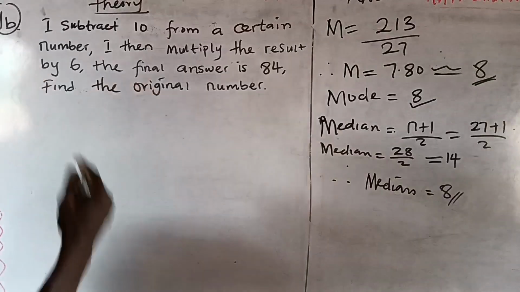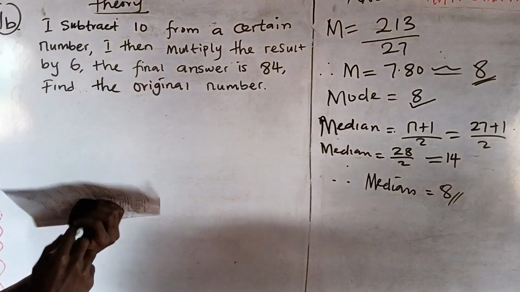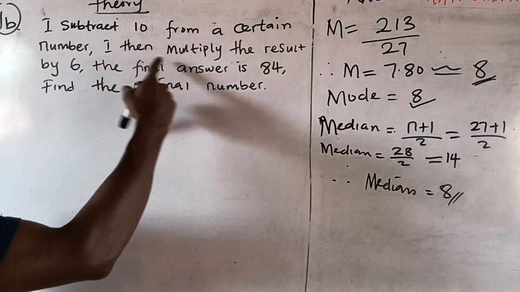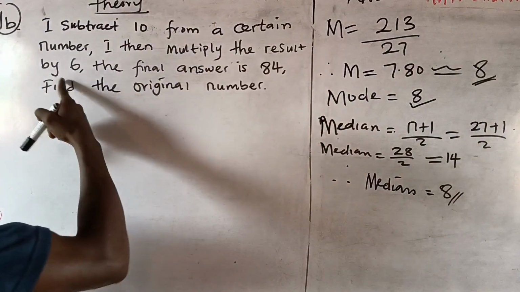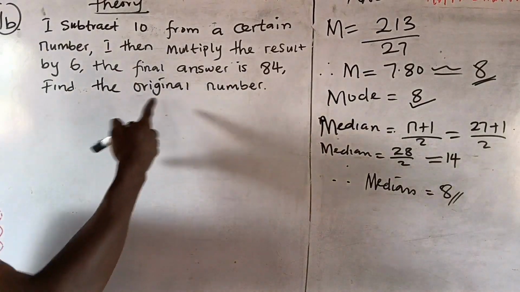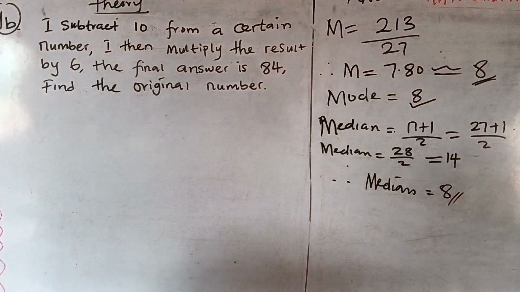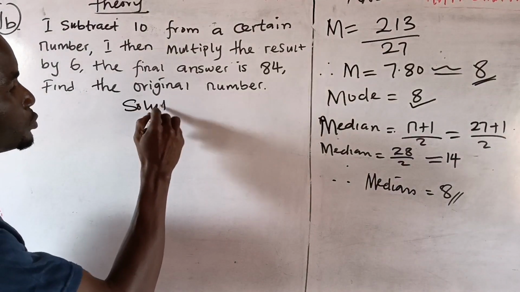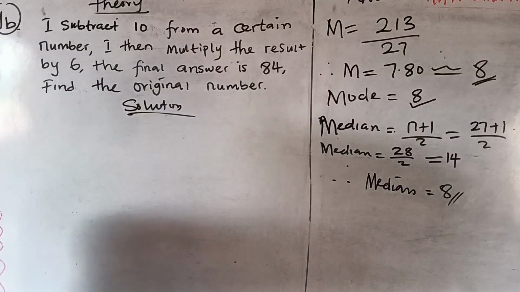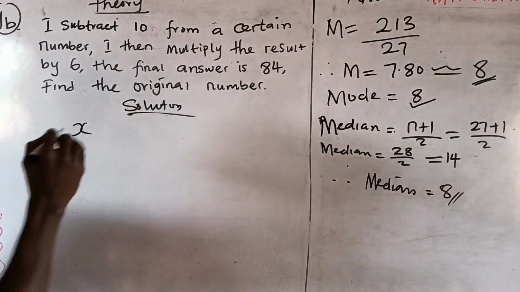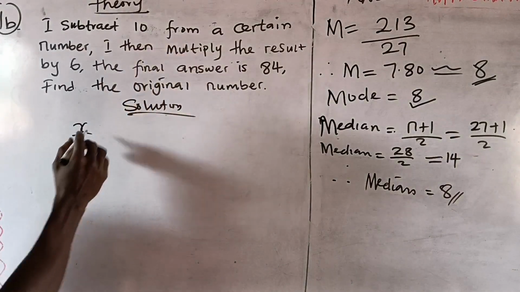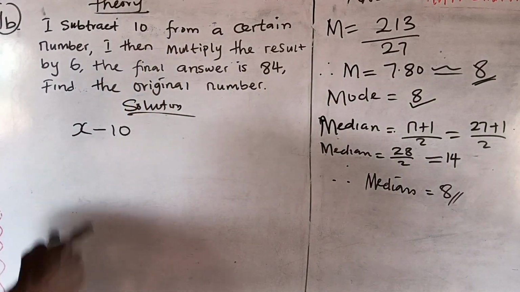Let's check the 1b. I subtract 10 from a certain number. I then multiply the result by 6. The final answer is 84. Find the original number. So let's do it quick one. Solution. So I subtract 10 from a certain number. We don't know the number yet, so we take the number to be unknown, which is x. So I subtract 10 from that unknown, that is minus 10 from the unknown.